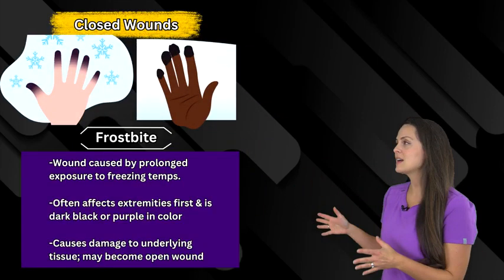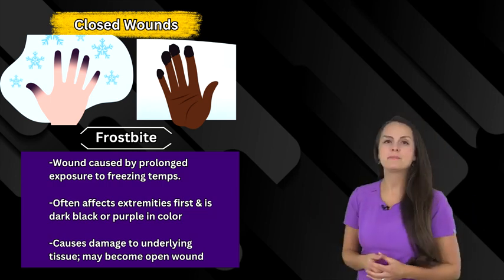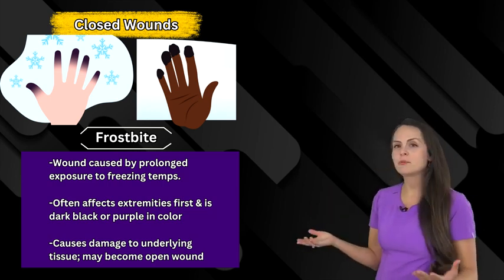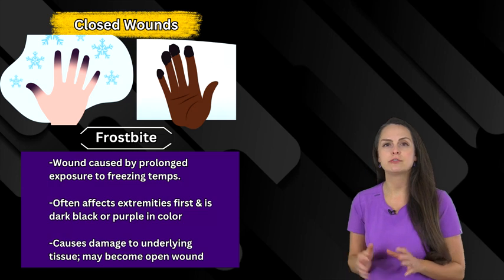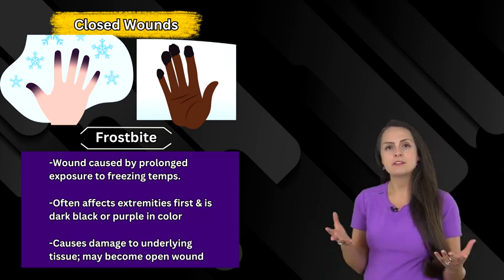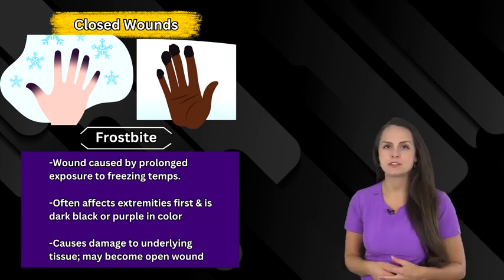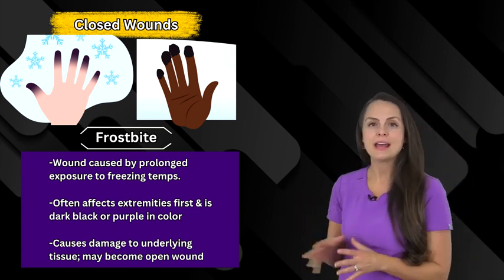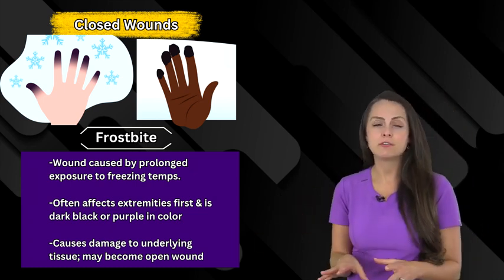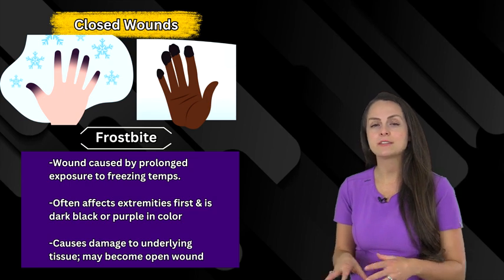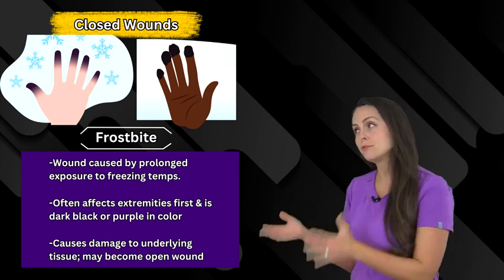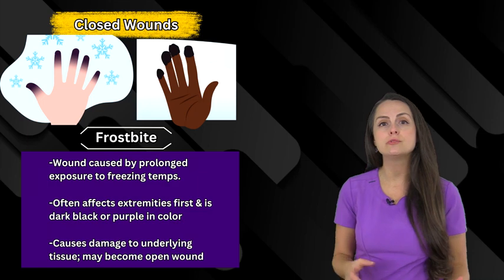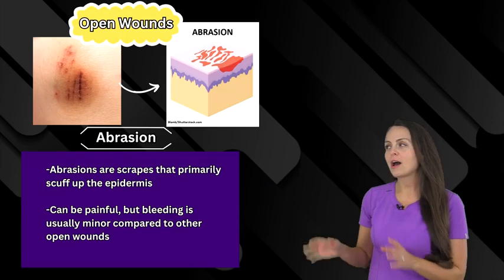And finally, our last type of closed wound is frostbite. So this develops whenever someone has prolonged exposure to freezing temperatures, and it often affects the extremities like the fingers and the toes. And it can present as being dark purple or black. Now, in some cases of severe frostbite, it can actually affect the underlying tissues, which unfortunately will result in losing those tissues. Now let's talk about open wounds.